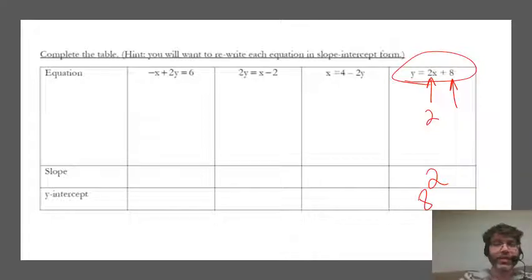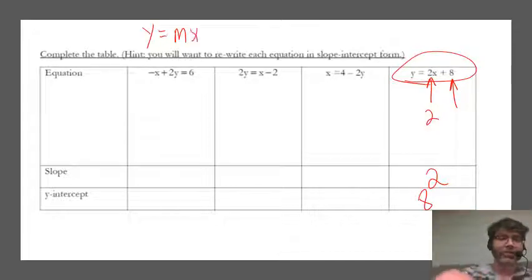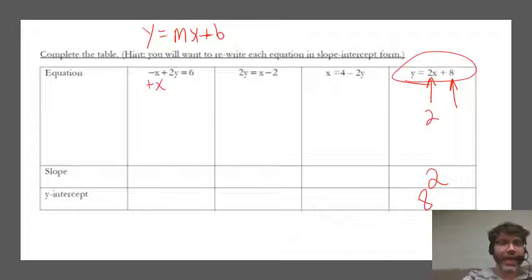These other ones, I'm going to have to do some algebraic manipulation to get them into proper slope-intercept form, and then I can correctly analyze what the true slope and the true y-intercepts are. The name of the game is getting these into y equals mx plus b form. So here we go. Let's get rid of the negative x, so I'll add x to both sides. Now I've got 2y equals 6 plus x.